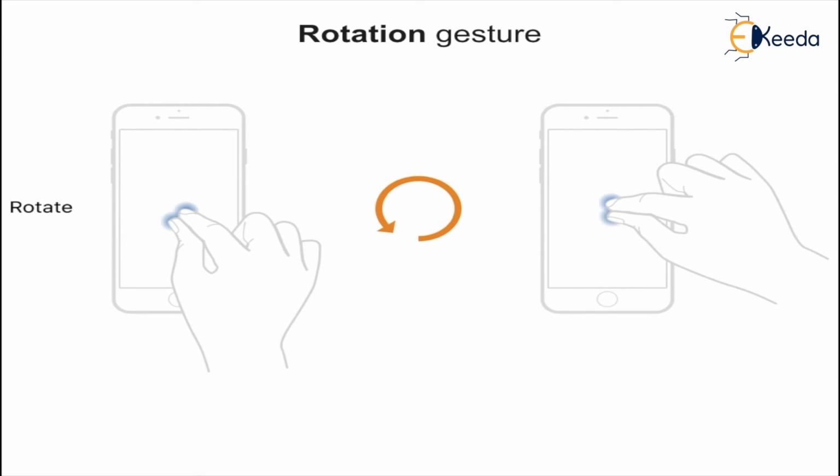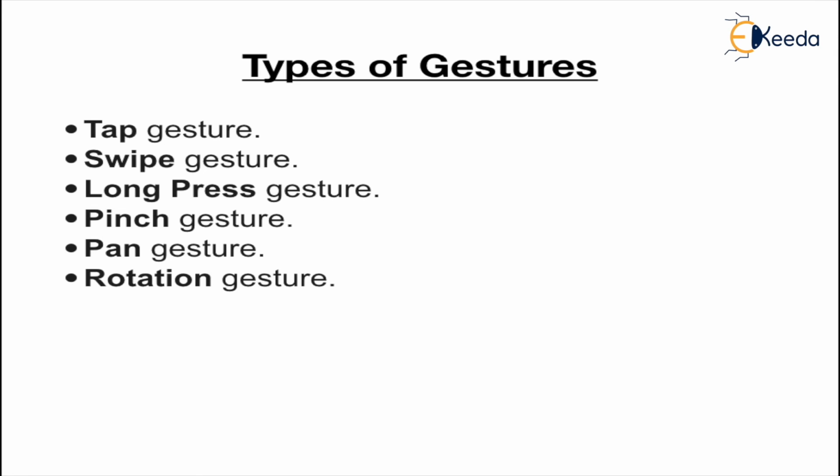Here you can see there are a total of 6 gestures in iOS application development. We will discuss them in our next section, in a practical way. So these are the types of gestures.